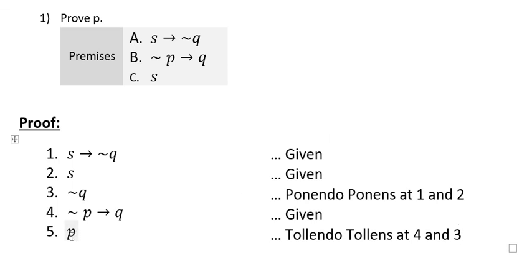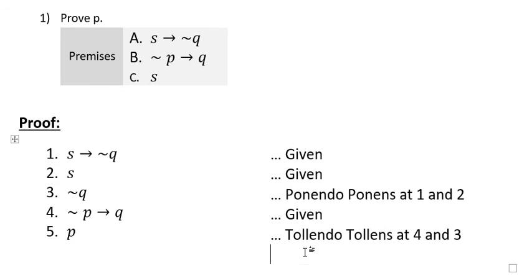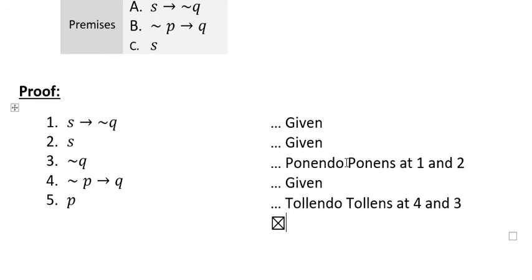Okay, and now I have P, and you might think, what do I do next? Well, you don't do anything next because you already found P. So you just have to tell the audience that you finished the proof successfully. So you put the box with the X.